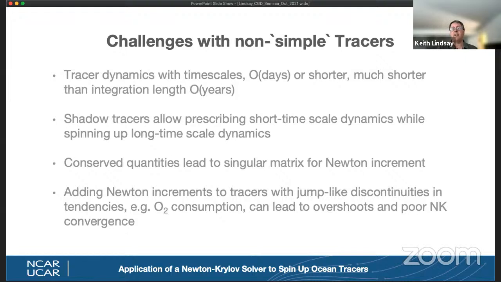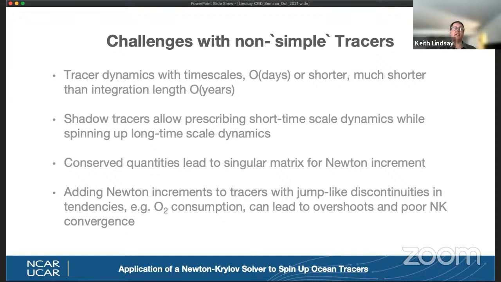Another challenge with non-simple tracers is that having conserved quantities, for instance, if your model is conserving total carbon or total phosphorus or total silicate, which it ought to do, this leads to a singularity in the matrix that you're inverting for the Newton increment, and you need to have some ways of dealing with that.